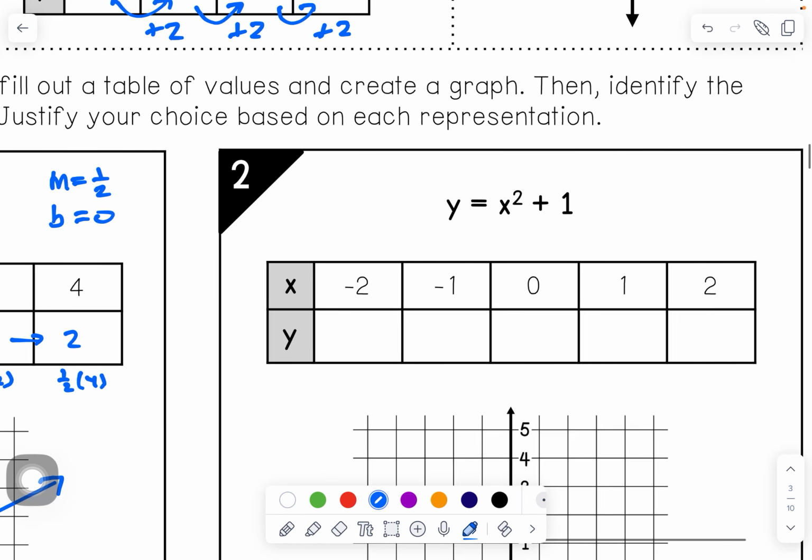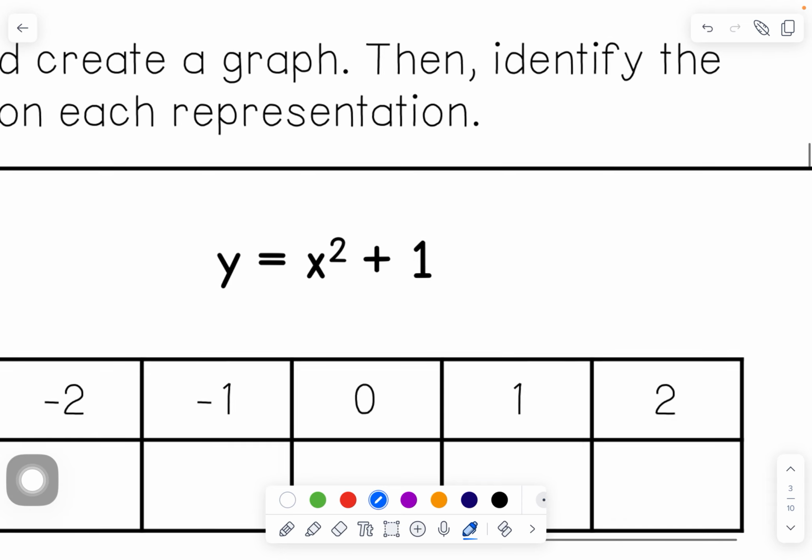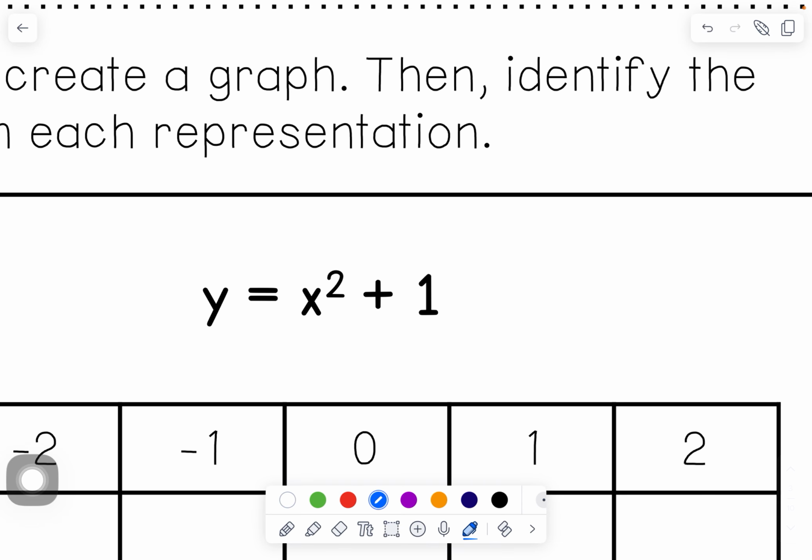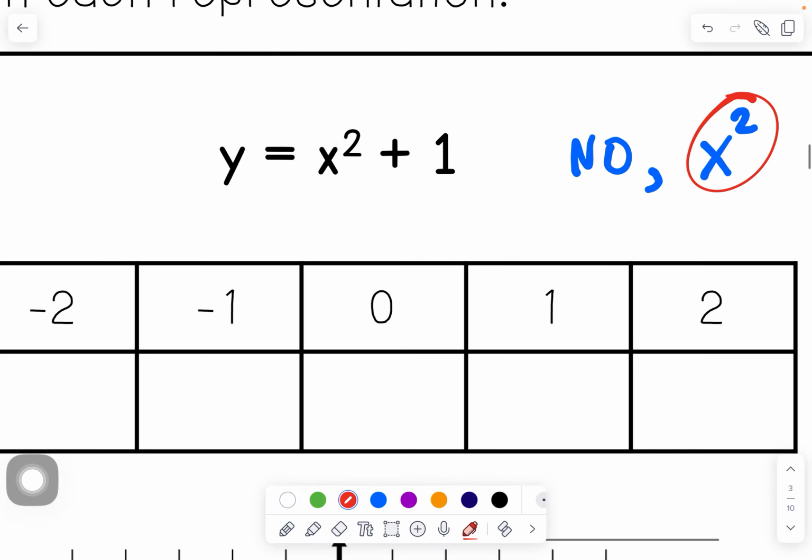Let's try example 2. y equals x squared plus 1. Is that mx plus b form? The answer is no. Why not? Because it has x squared. It's not y equals mx squared plus b. It's y equals mx plus b. So the fact that I see this x squared should tell me that it's not linear. That's one way. Now I'm going to fill in my table.